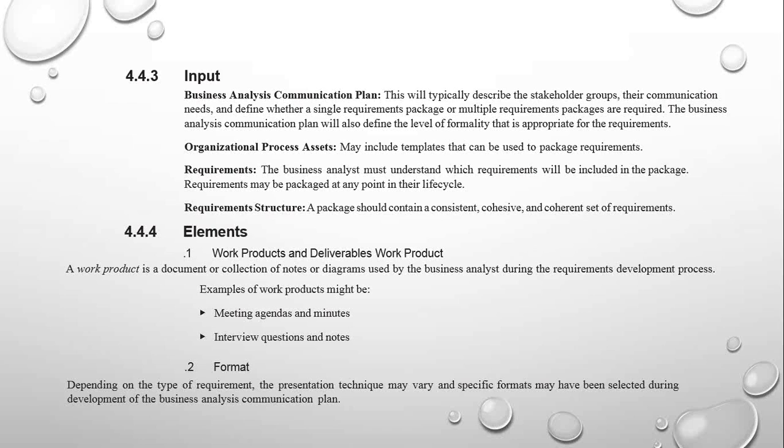Moving on to the next elements. Under elements, what are the things available? Work product and deliverables. Work product is a document or collection of notes or diagrams used by business analysts during the requirement development process. Your work product could be anything: meeting minutes, survey, interview questions, notes, draft version of the BRD. All these things come under your work product because you facilitated the session, and that is the outcome of it. That's why it's a work product.